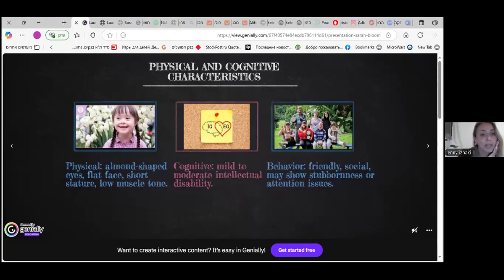People with Down syndrome often have distinct physical traits like almond-shaped eyes, a flat face, a short neck, and low muscle tone. Cognitively, they usually have mild or moderate intellectual disability and may face challenges with language, memory, and problem solving. In terms of behavior, many individuals are very friendly and social, but they can also show signs of stubbornness or attention difficulties.